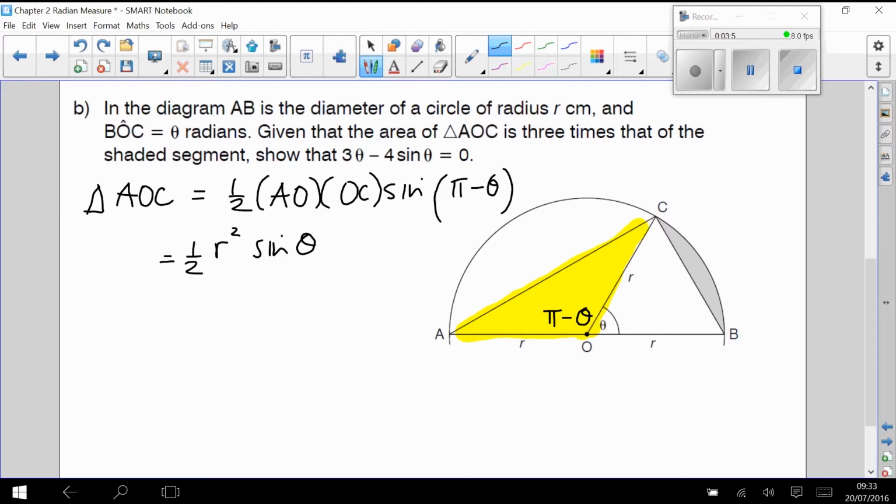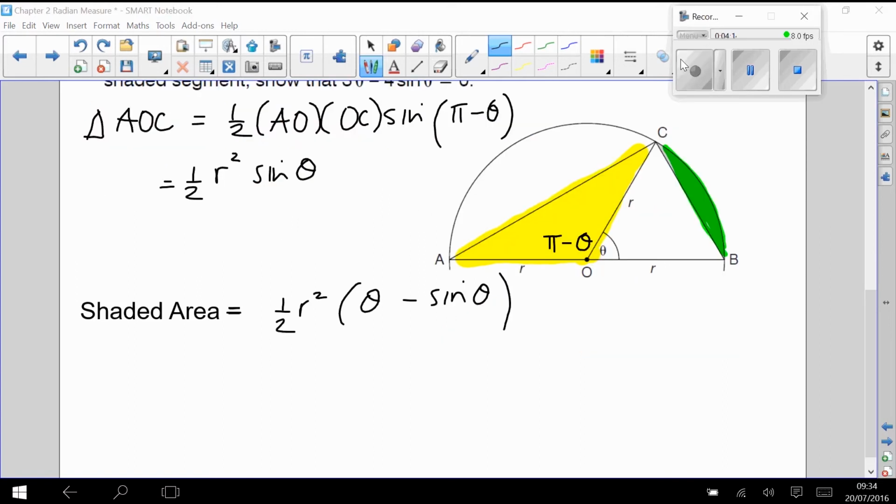Now going back into my shaded part, the shaded part is this part highlighted over here. In this part, I am able to use information that I got in part 1 of my question. Do you remember that we had a similar diagram in part 1, and we actually got that the area of that shaded part was equal to a half r squared into the bracket of theta minus sine of theta. Now I know that the area of my triangle is 3 times the area of the shaded area. So I'm going to be able to equate both of these parts. If the yellow part is 3 times the shaded part, if I want to make an equation, I must then multiply the shaded part by 3.